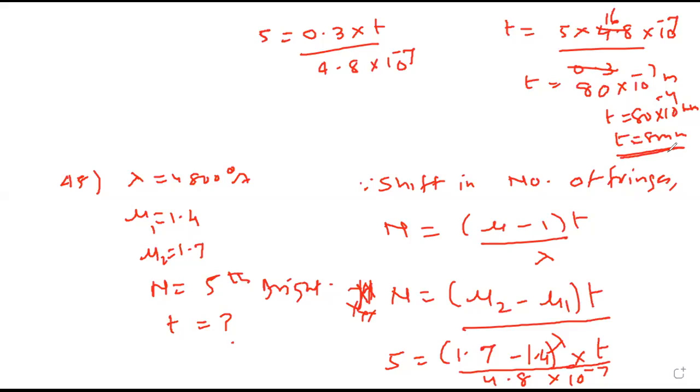4.8 into 10 raised to minus 7 meter. That means 10 raised to minus 4 millimeter. 8 into 10 raised to minus 3, finally I am writing, 8 into 10 raised to minus 3 millimeter. That is option 3. So formula for shift in the fringes, when in the path of one of the light we place the material of refractive index mu, is (mu minus 1) into T by lambda.